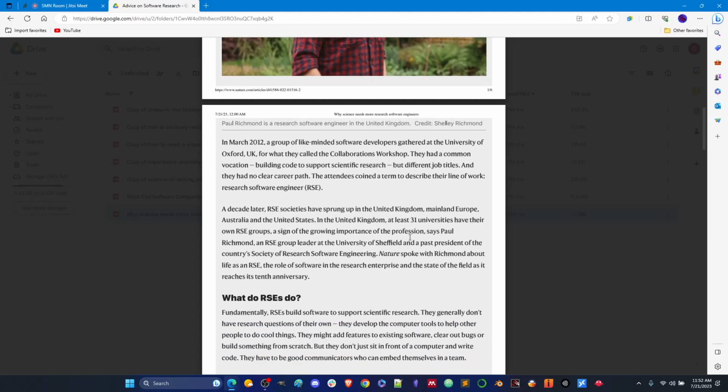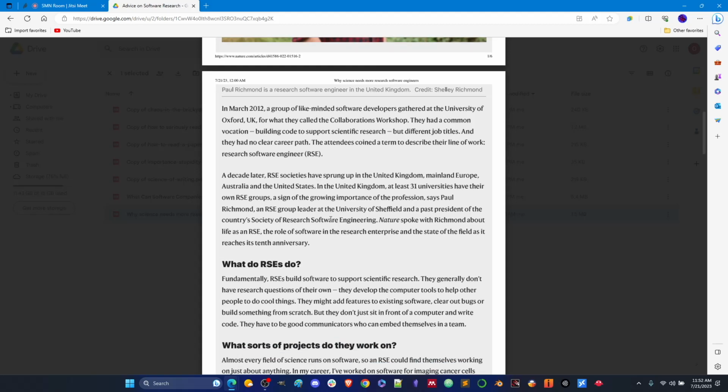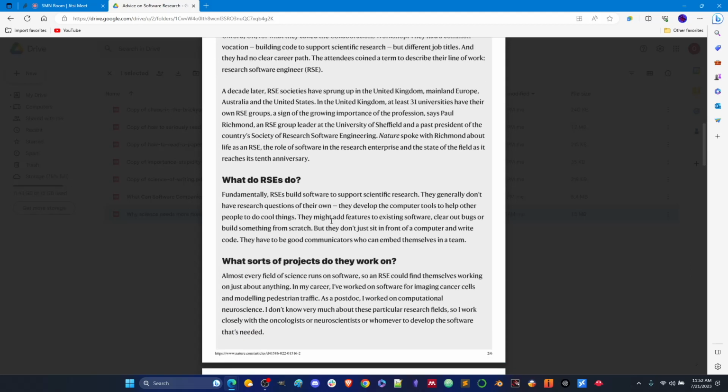The attendees of this event coined a term to describe their line of work: research software engineer. This was a decade ago now. People have defined this field and what they do. Fundamentally, RSEs build software to support scientific research. They generally don't have research questions of their own. They develop the computer tools to help other people do cool things. They might add features to existing software, clear out bugs, or build something from scratch.